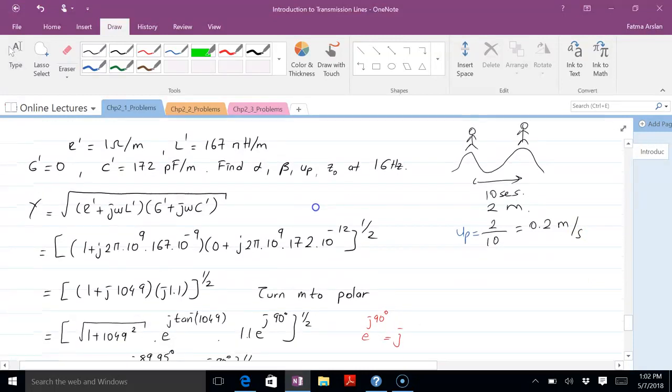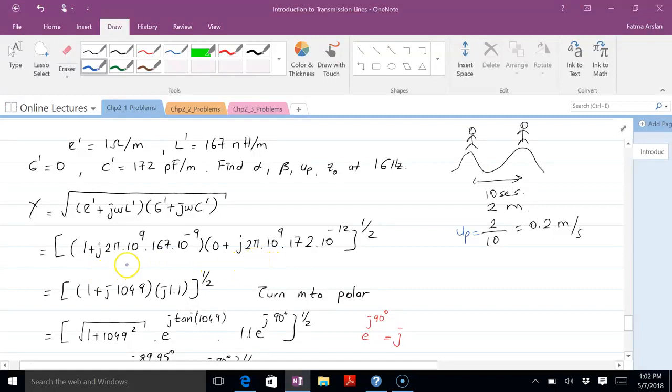Let's come back to this problem. To calculate, we need to calculate our omega, which is 2 pi f, so it's there. And then these are primes because those are the resistance or inductance of distributed elements, not the whole thing, but distributed elements. So we just plug in numbers.